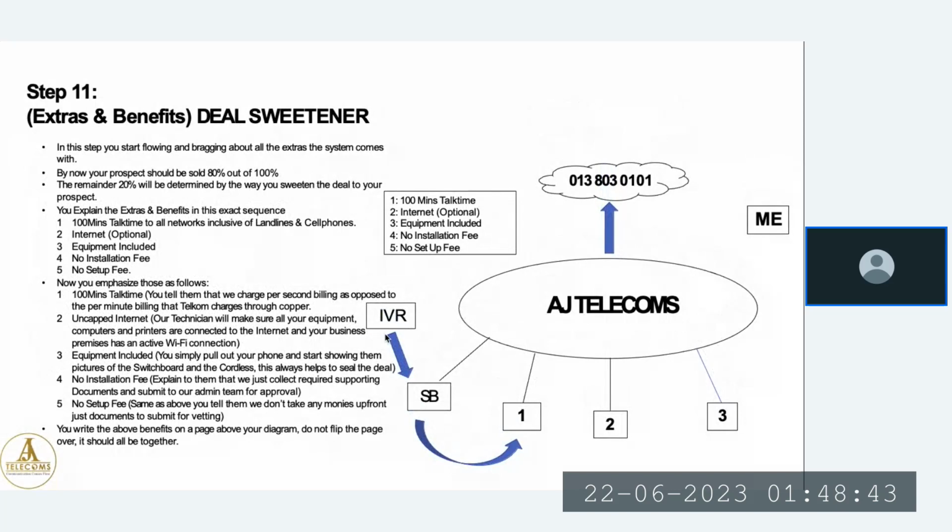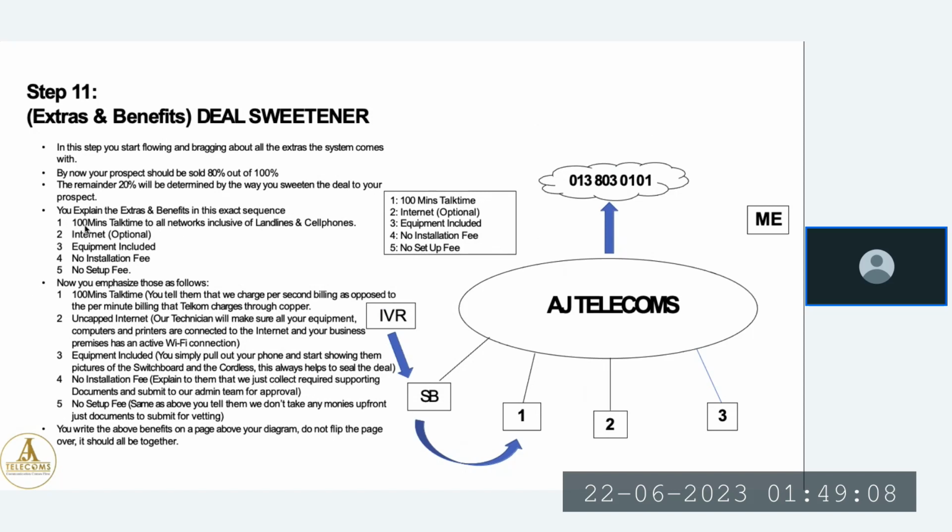Now, step 11, which is the extras and the benefits, which is what we call a deal sweetener. You see it written now here on the top left. In this step, you start flowing and bragging about all the extras the system comes with. By now, your prospect should be sold 80% out of 100%. The remaining 20% will be determined by the way you sweeten the deal to your prospect. So you explain the extras and benefits in this exact sequence.